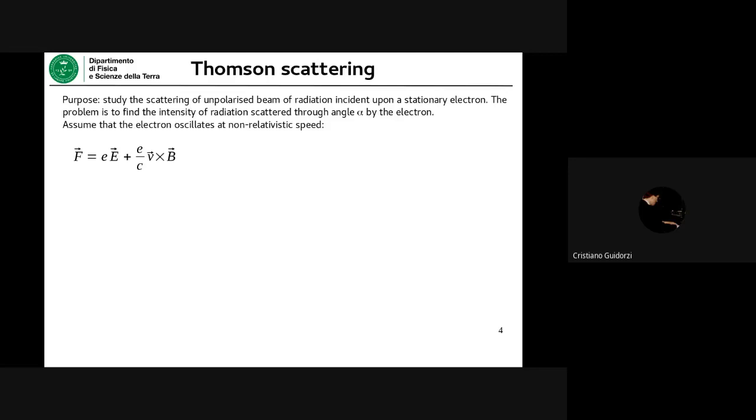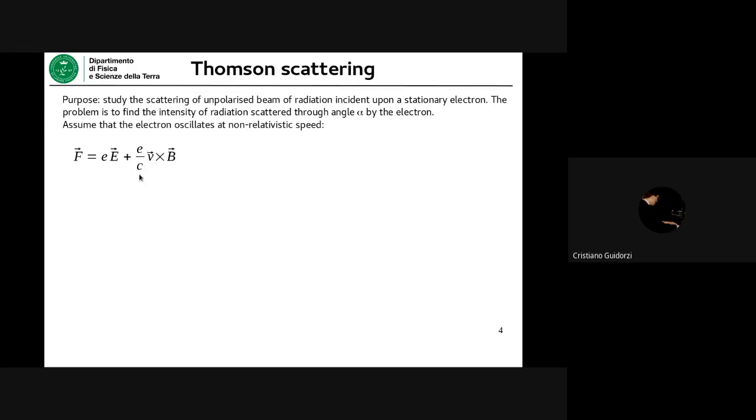In particular, we have to make another assumption. Okay, I'll comment later on. So first of all, I wrote, of course, the force exerted by the electromagnetic field of the wave on the electron. Small e is the charge of the electron, and capital E is, of course, the electric field, in the Gaussian system. So you have the Coulomb term plus the Lorentz force.